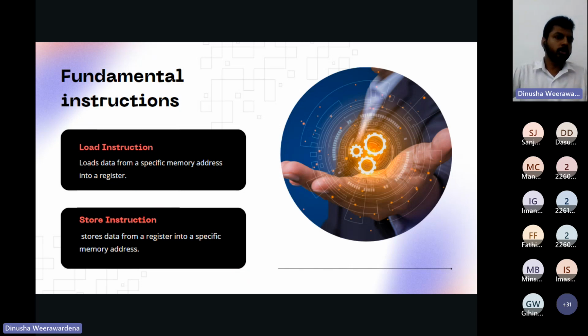Now, let's move to the store instruction. Just like the load instruction brought data to the register, the store instruction allows us to take data from the register and store it back in the memory. It's like tidying up your workspace and placing an item back on the shelf when you no longer need it. So the store instruction ensures that the valuable data is safely stored for later use. Now, let's move to the next slide.